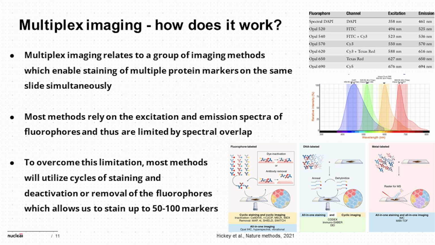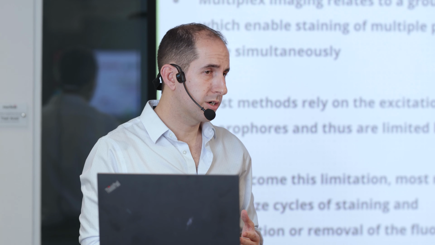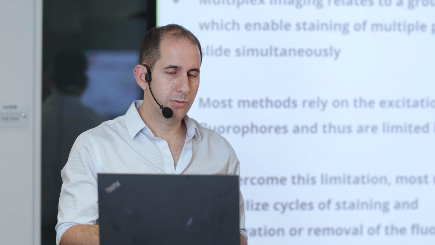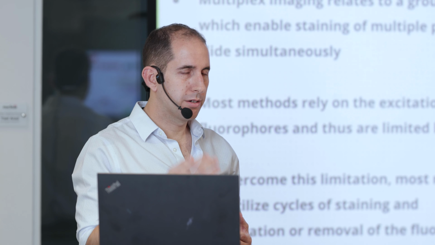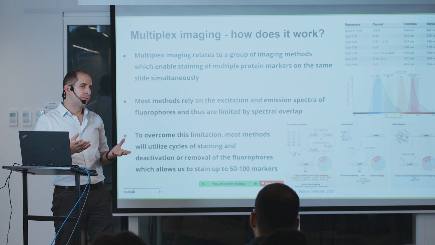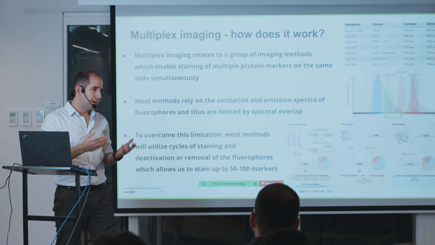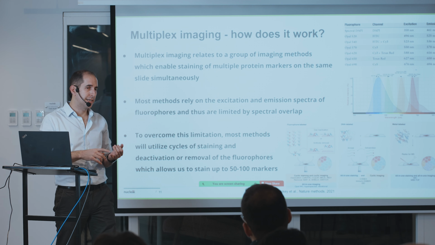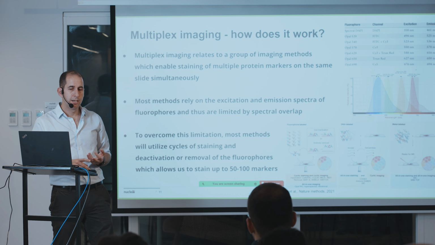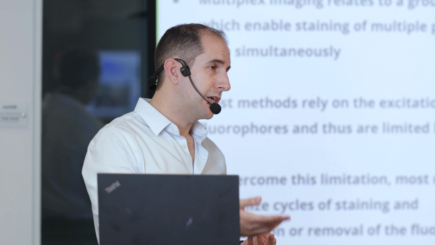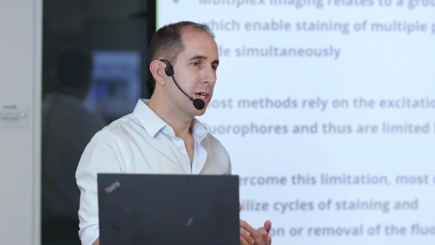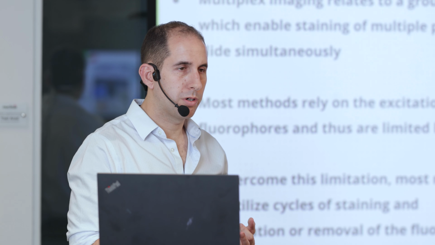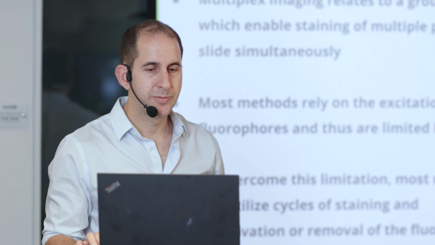So now we have one slide. We can stain for 50, even 100 markers at the same time, and that really allows us to get better cell resolution. So, for example, if in H&E we can identify only lymphocytes, now in multiplex imaging we can find CD8 T cells, CD4 T cells, regulatory T cells, and their activation states, whether the CD8 T cells are positive for PD-1, for LAG3, for example, which affects their function greatly.